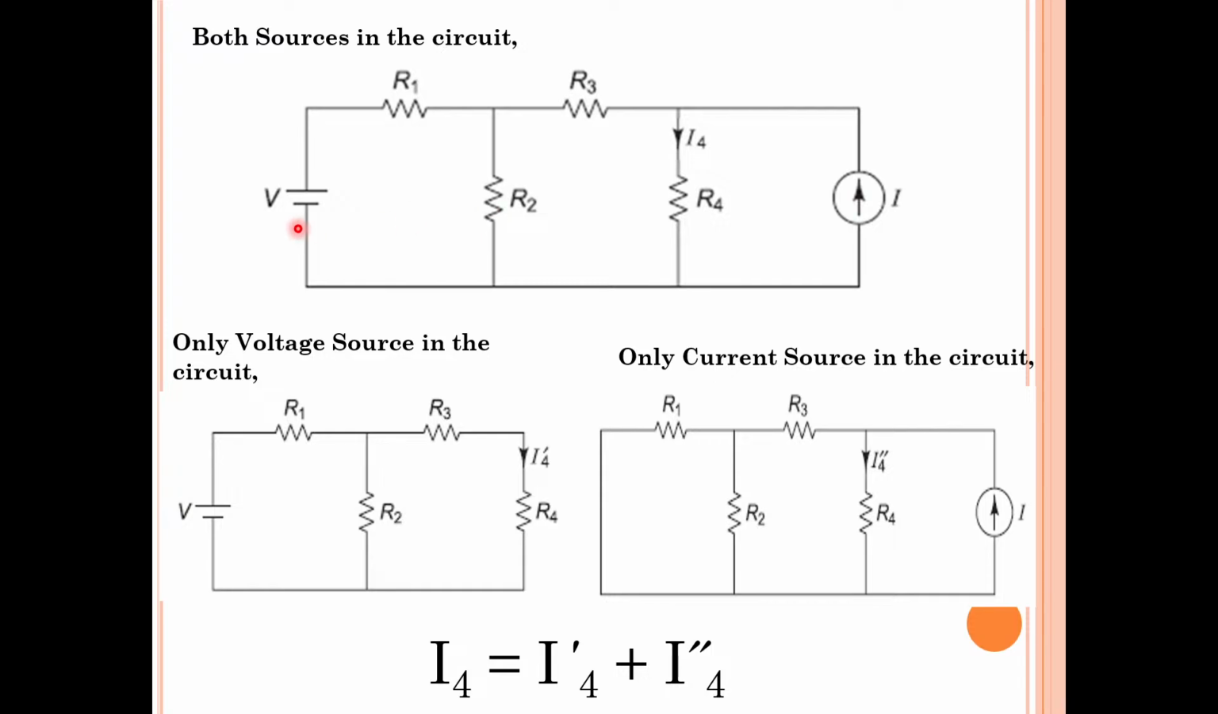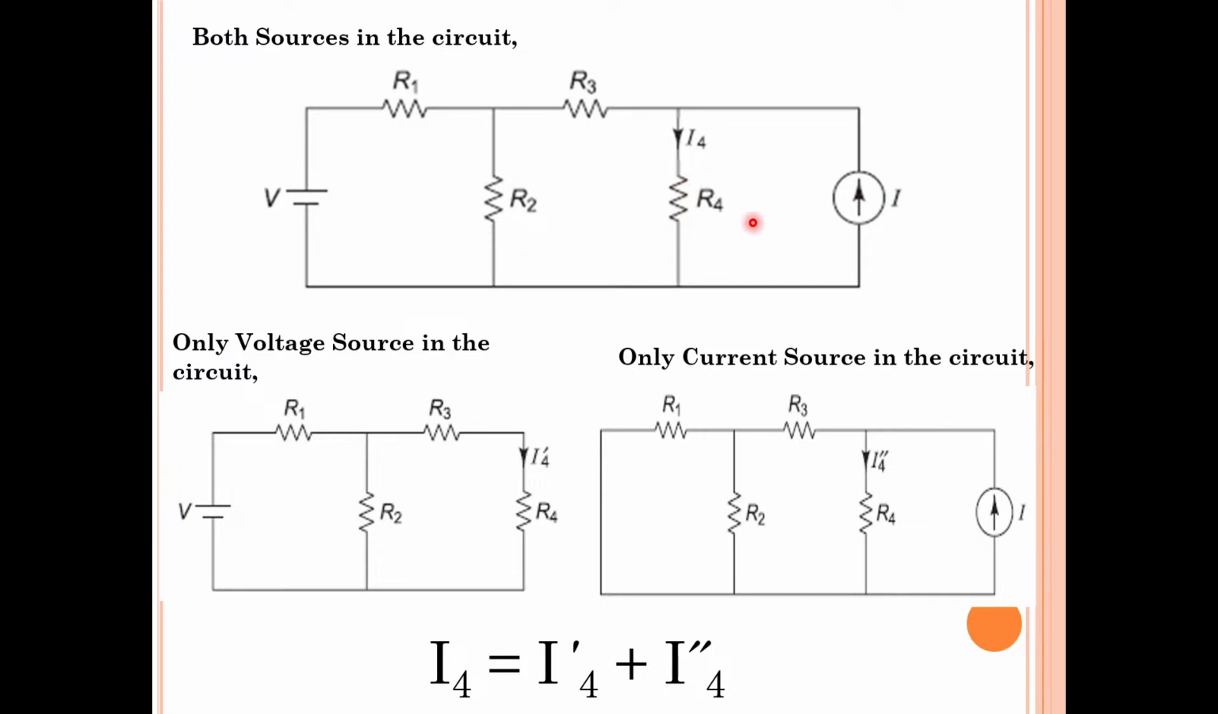So, according to the statement, this is a linear network. There is more than one independent source. How many sources? 2 sources, isn't it? When both sources are there in this circuit, you can consider any element, R1, R2, R3 or R4. In any element, you can measure the current, or theoretically you can calculate the current.